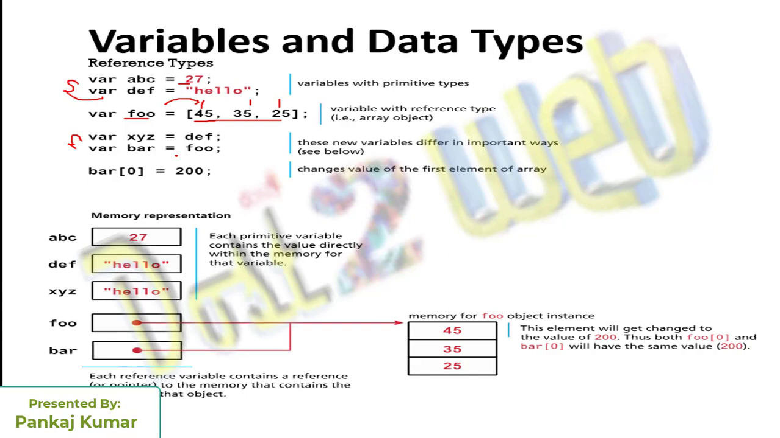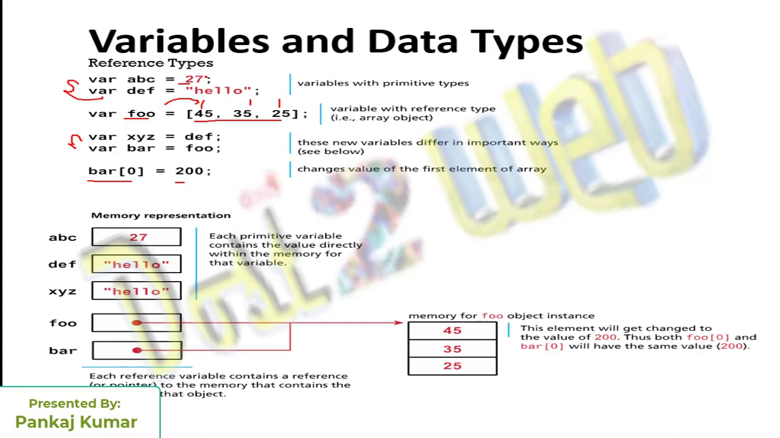Next, when you define variable xyz is equal to def, and variable bar is equal to foo, these two new variables differ in important ways. Okay, we'll see below. As I mentioned, bar of 0 is equal to 200. That means it changes the value of the first element of the array.